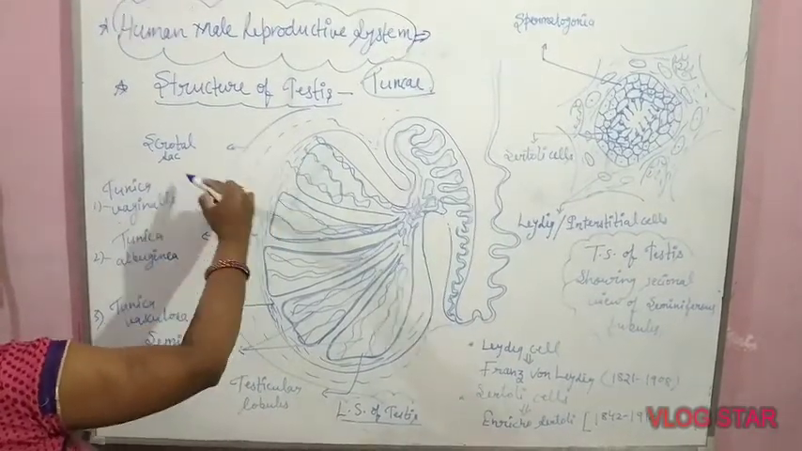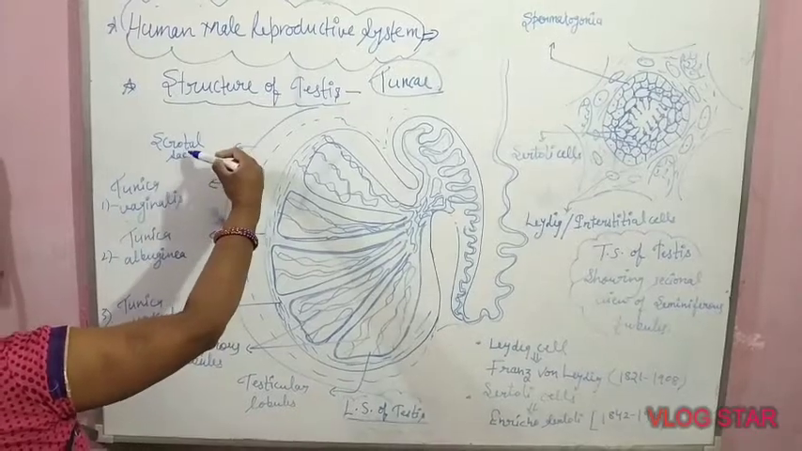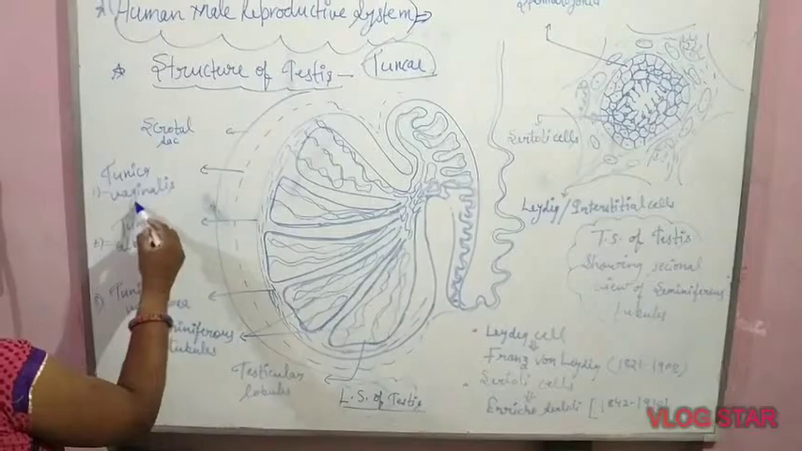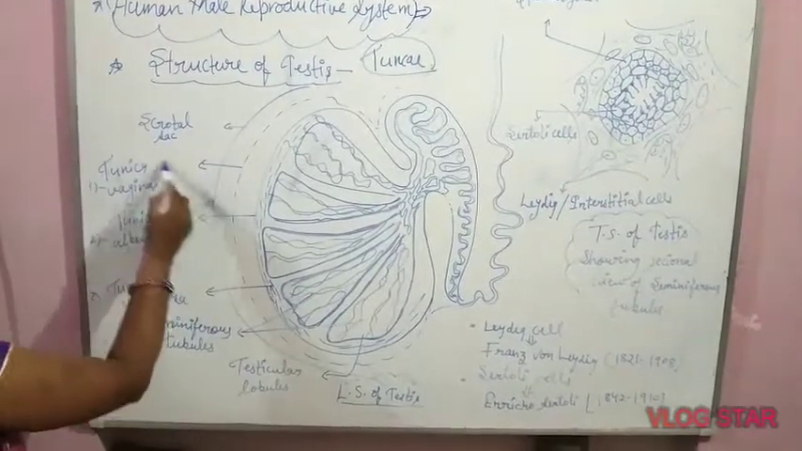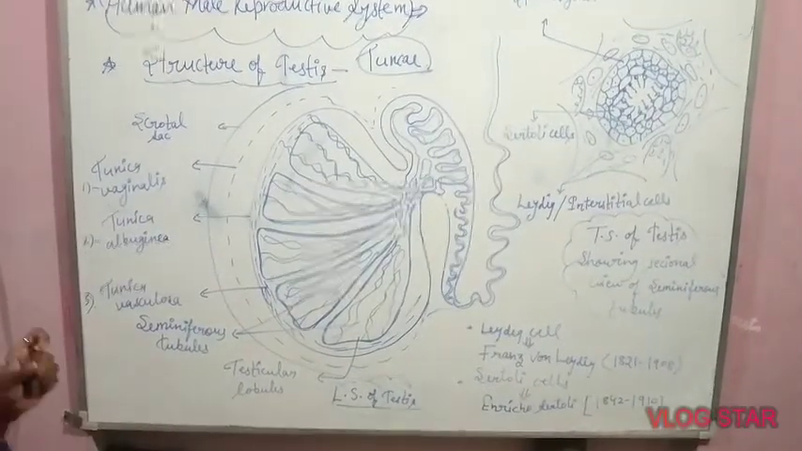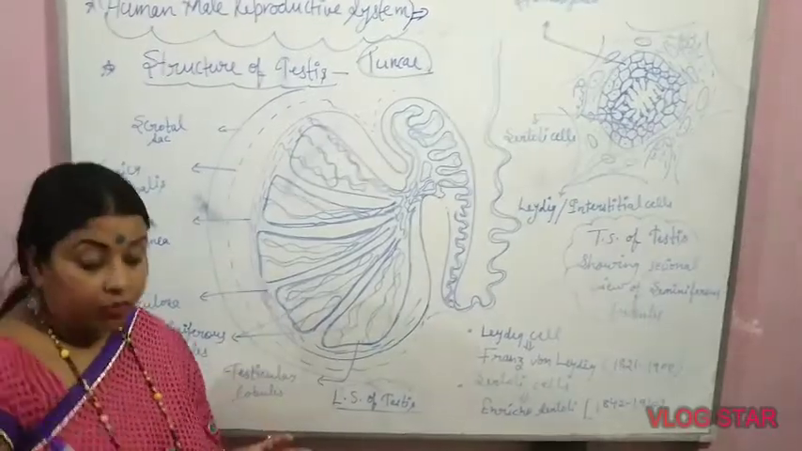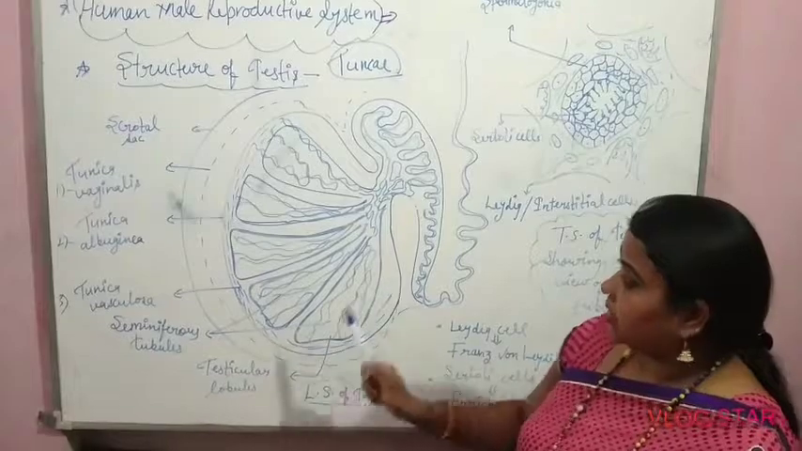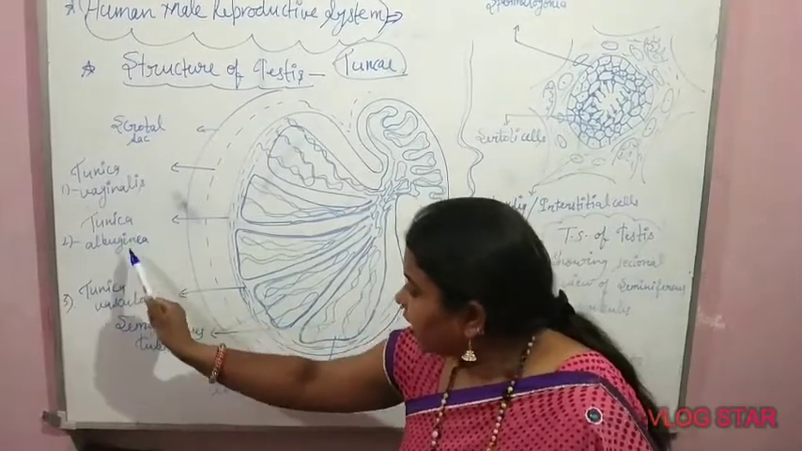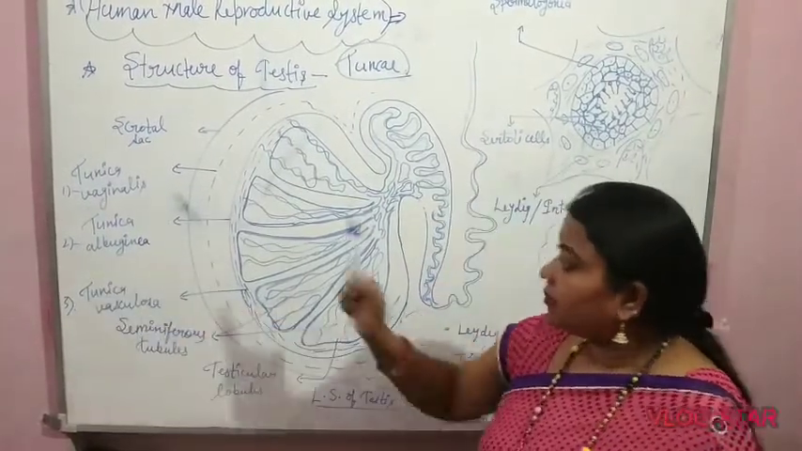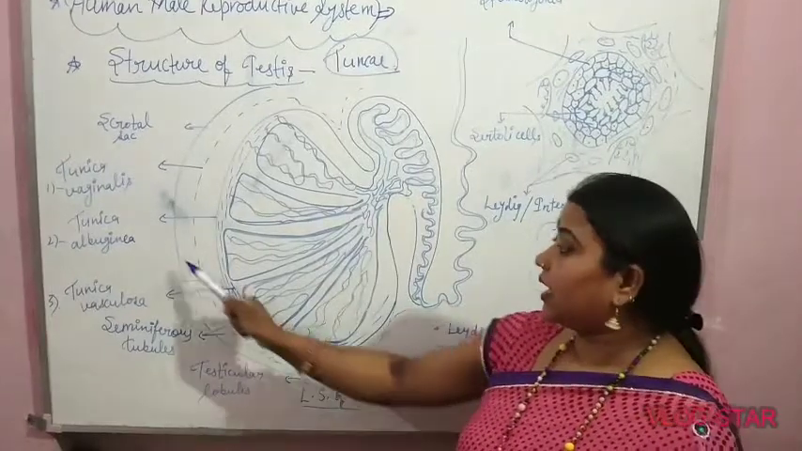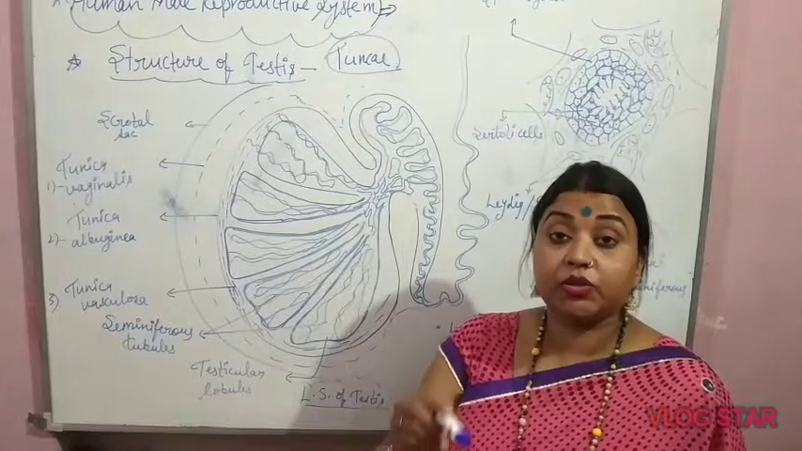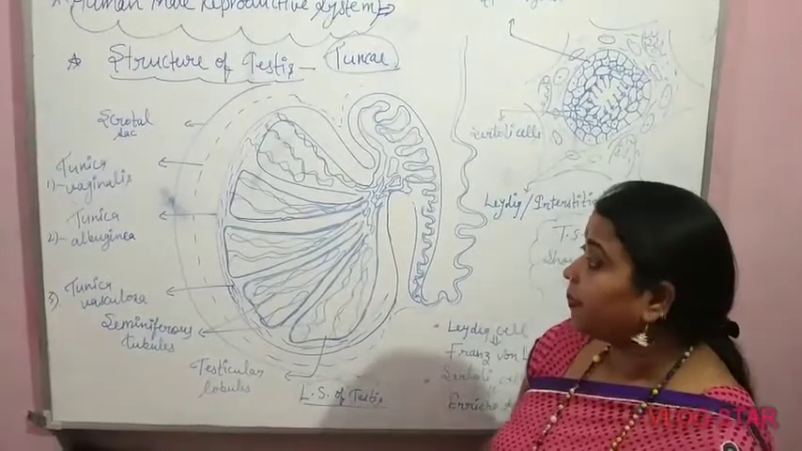This is the outer scrotal sac, and below the scrotal sac is the first covering, called the tunica vaginalis. This is the covering of the testis which indicates the outer abdominal side of the testis. Second, the tunica albuginea is actually the main cover of the testis. We can say that the tunica albuginea is the actual cover of the testis.